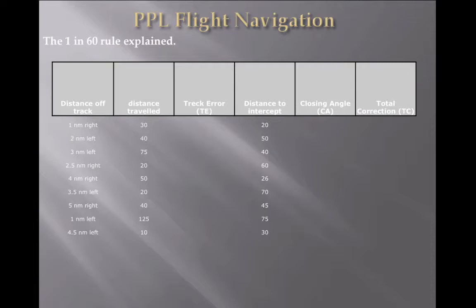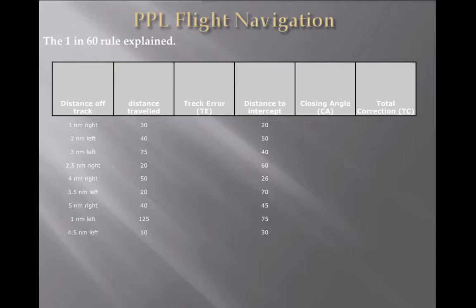Now the total correction is gained by adding the track error and the closing angle together, and we'll find the total correction required to intercept track. If we had a track error that is to the left, the total correction would be to the right to regain. So if you veered off to the left, you know you've got to veer off to the right to get back on track, and vice versa. If you veered off to the right, you need to come left. And again, that's why drawing those two little triangles, your track error and your closing angle, will give you the ability to reconfirm, is it to the left, is it to the right?